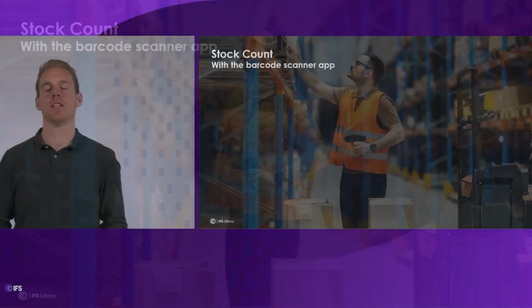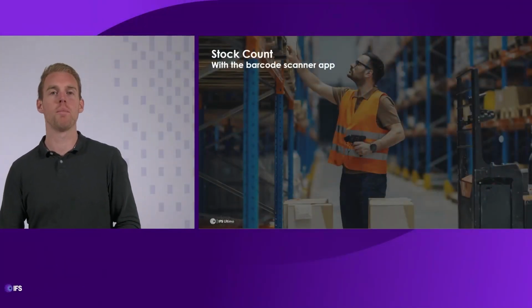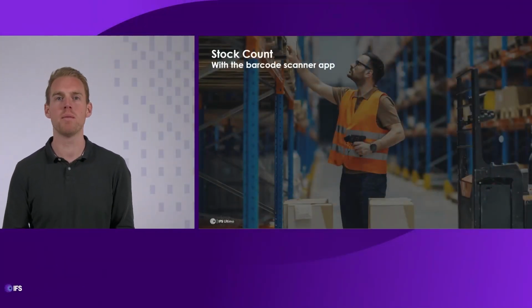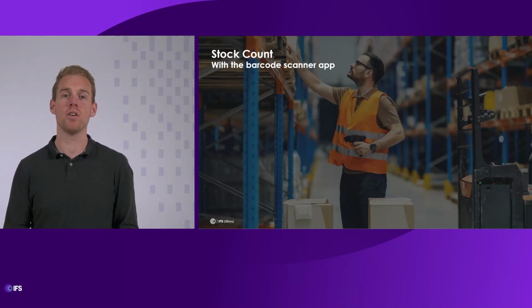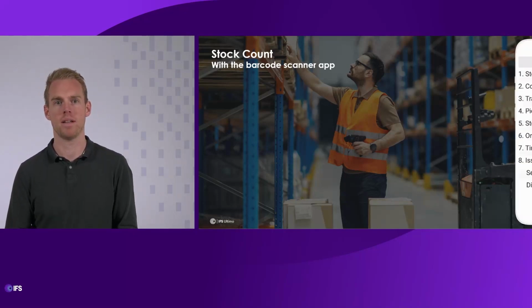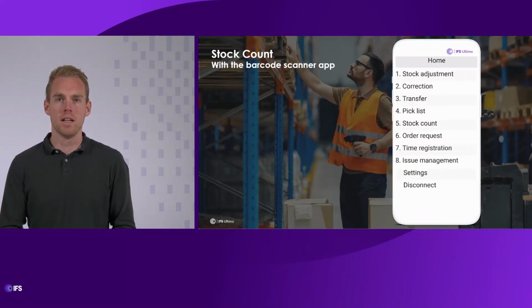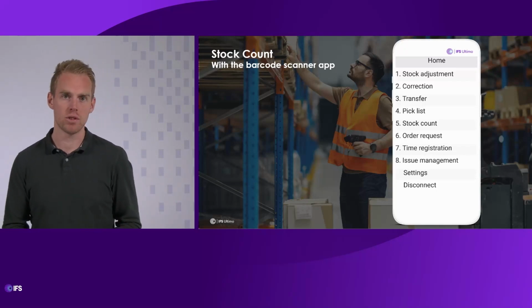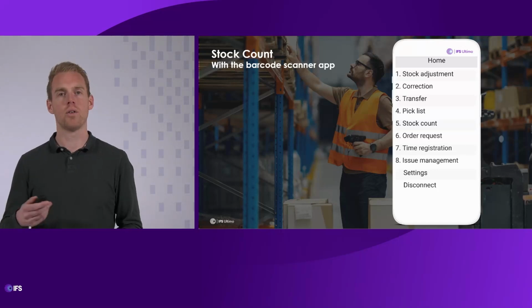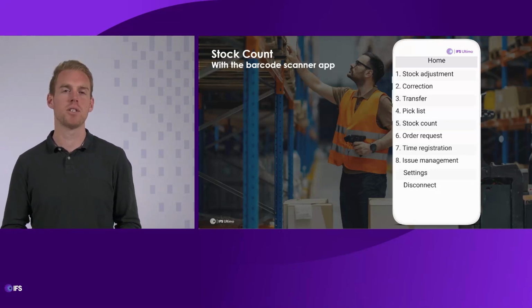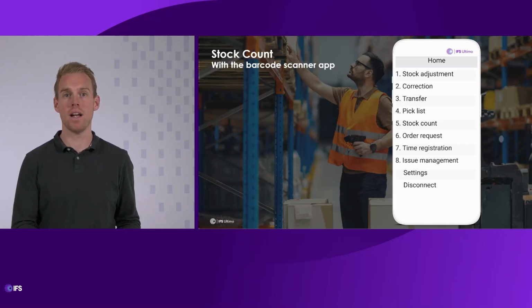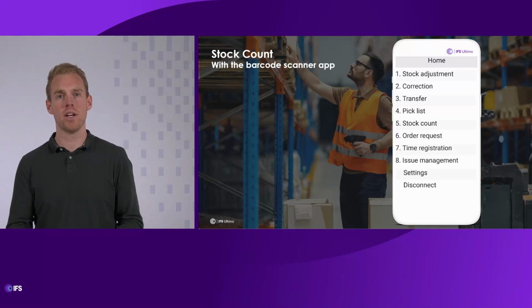So this is the process when you do a stock count on paper. And now I want to explain the process of doing the stock count with the barcode scanner app. Good to mention that the preparation of a stock count must be done in the Ultimo web. So you cannot create lists or selections in the barcode scanner app, but you can only select existing ones. So the preparation of stock counts must be done in Ultimo, but when it is active, you can select it here in the barcode scanner app.